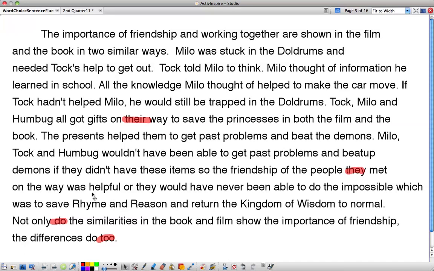So as you can see, I've changed it to the right "their," E-I-R. I've made it "they." I said "do," and I said "to." Getting better.